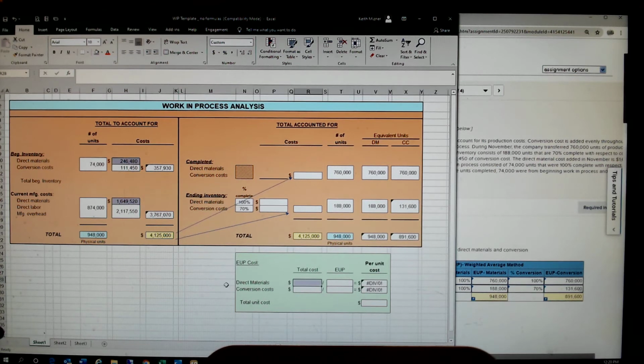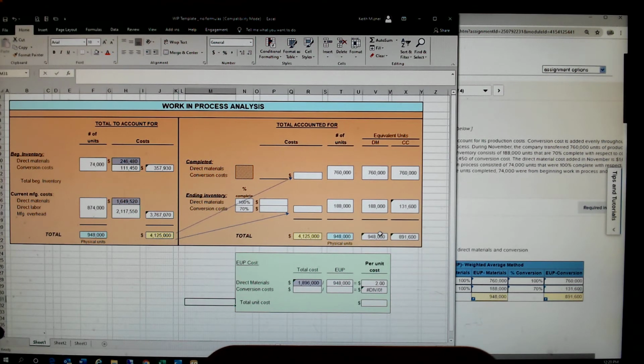Yeah, they are simply total material costs, or what I started with, plus what I added. And for that, what was the equivalent units of production for direct materials? 948. So it comes out to $2 per unit.